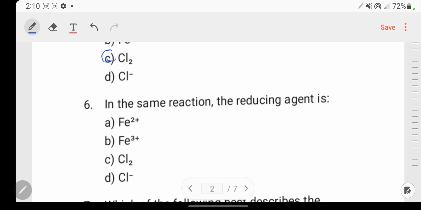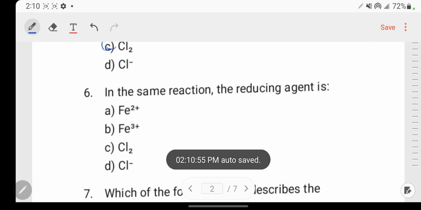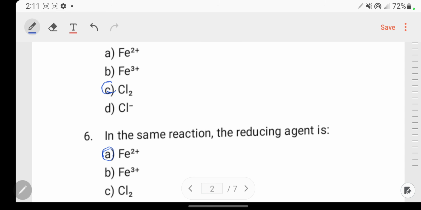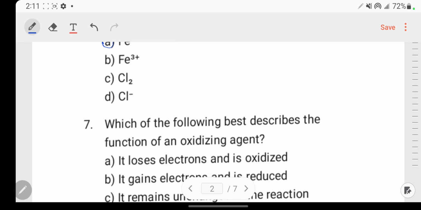Moving on, question 6. In the same reaction, the reducing agent is. The answer for that one is, since the reducing agent is the one that reduces another substance but ends up being oxidized, the reducing agent has to be this one, because it has been oxidized from 2 plus to 3. It means to say it has been oxidized. So that's the reducing agent. Don't forget the definition, very important.